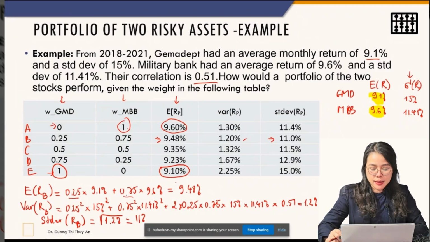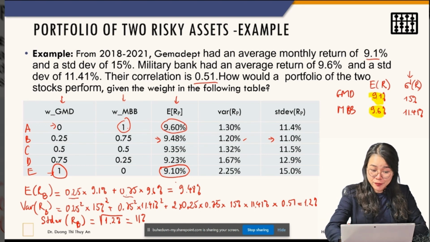The portfolio with the highest return is portfolio A with 100% MBB. And look at the standard deviation, the risk. The portfolio with the lowest risk, where? Not portfolio A, also not portfolio E. Is it this portfolio? Yes, portfolio B, 11%.